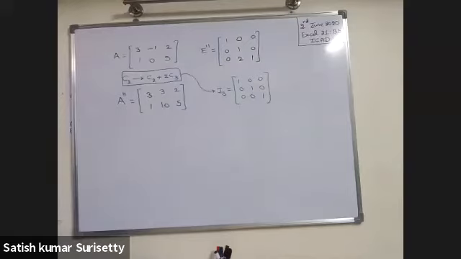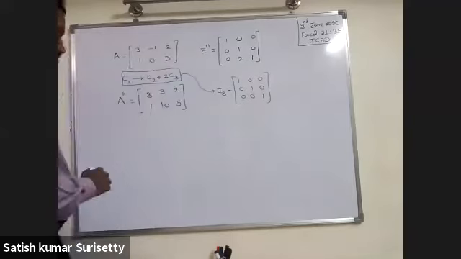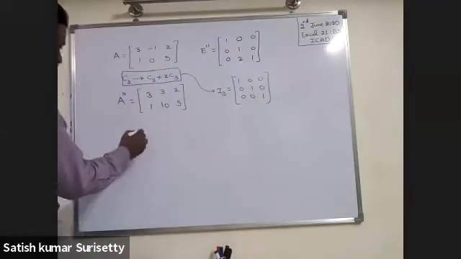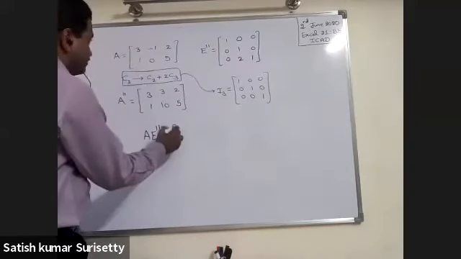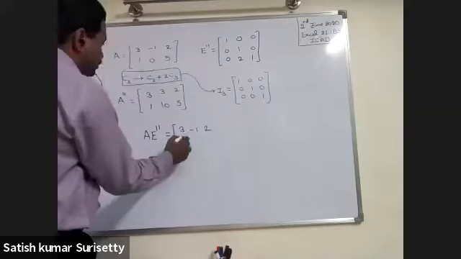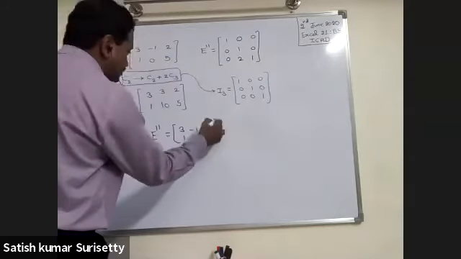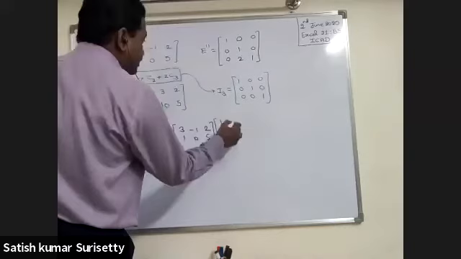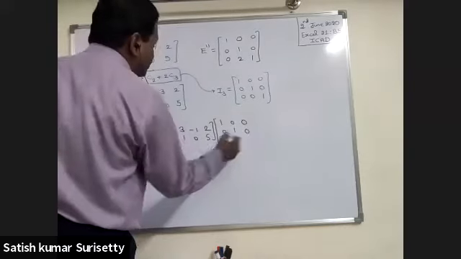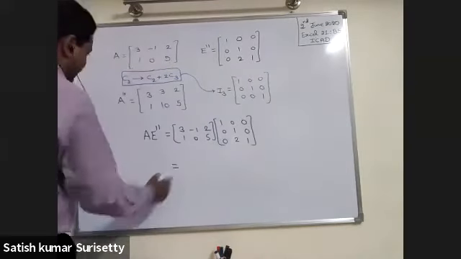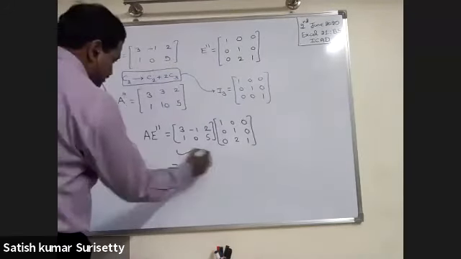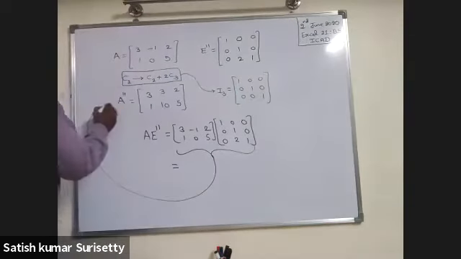Now, as per the statement, I should multiply E double dash with A. Post multiplying, that means I should calculate A E double dash. A is 3 minus 1 2 1 0 5, and E double dash is 1 0 0 0 1 0 0 2 1. Now multiply these two and check the result. Is it same as A double dash or not? Yes.